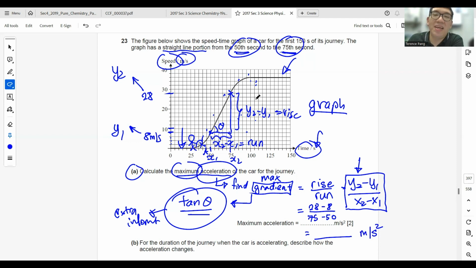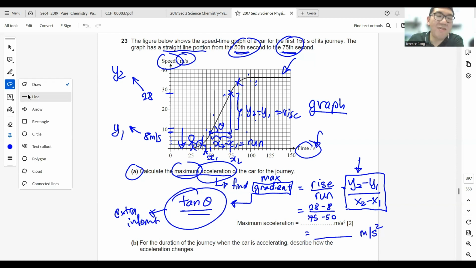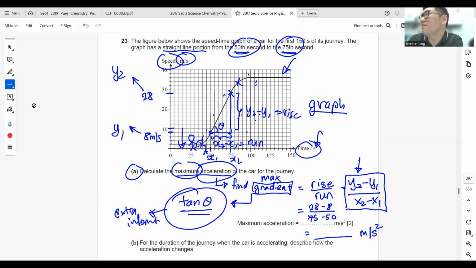What happens if you want to find the acceleration here, for example, on the curve? What do you do? Applying the same thing only works for a line. So what do you do? What are you finding? The gradient of a curve. What if you want to find the gradient here? So what do you do?